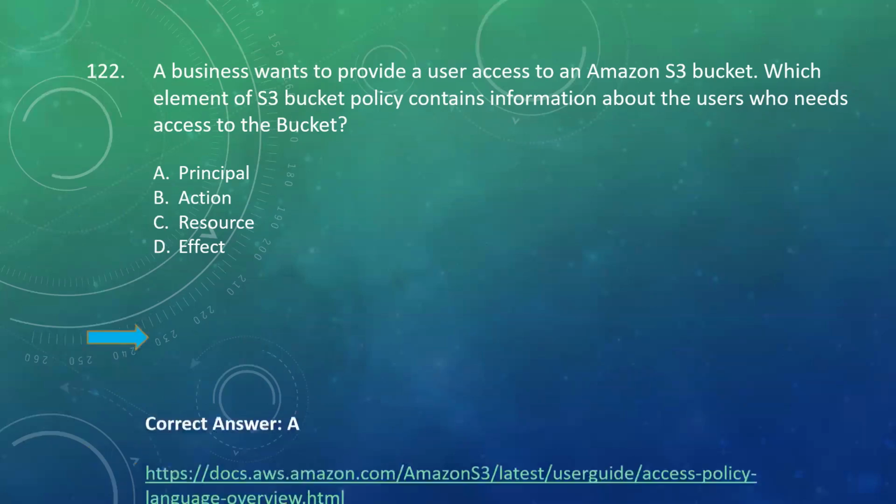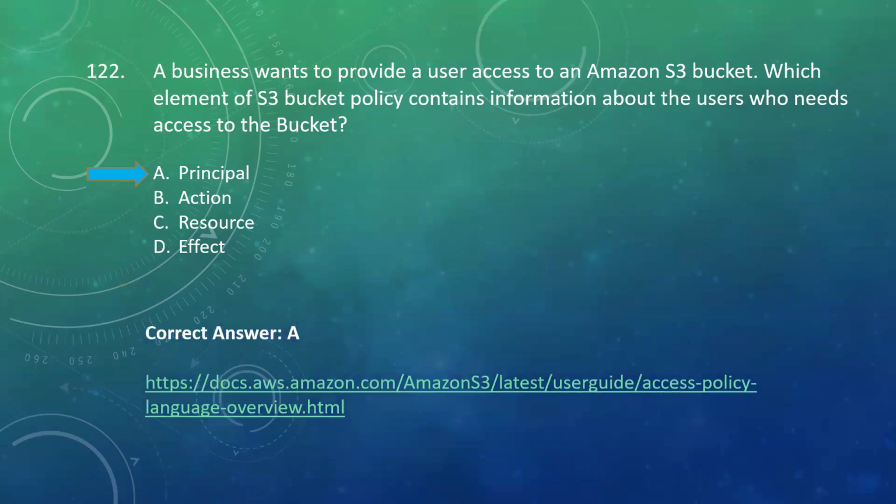Principal is the element that holds the information about the user, account, or service that is the recipient of the permission. Now, action holds the information about the set of operations which will be allowed or denied using the effect element. Resource is the S3 bucket object access point for which you apply the permission.